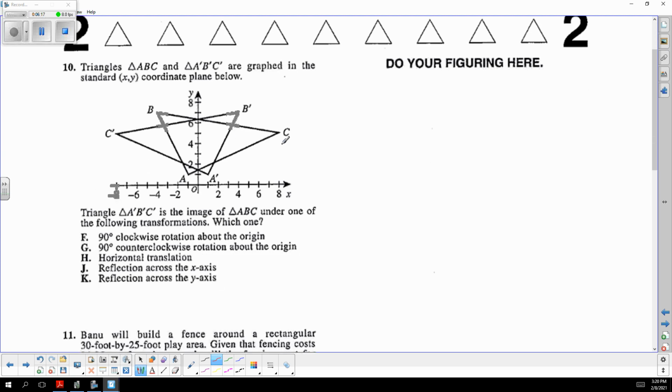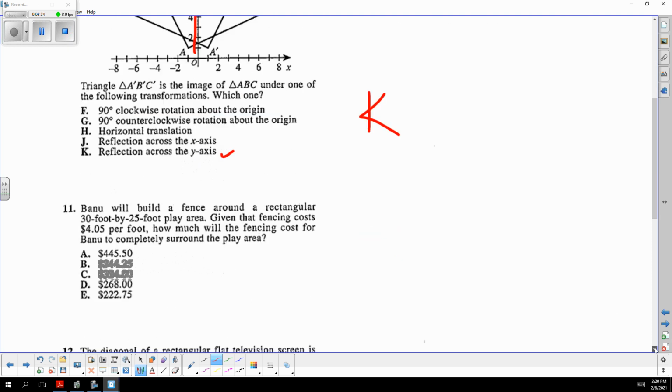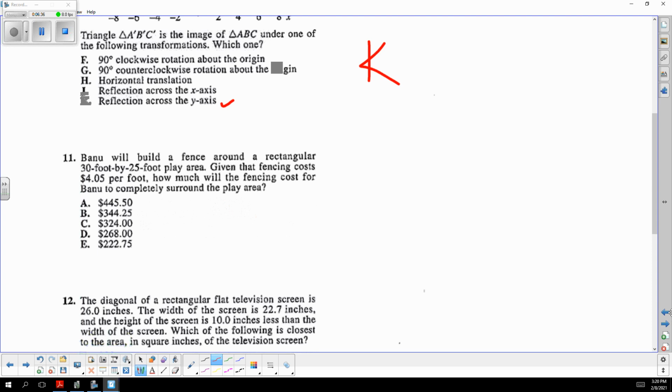All right, look at this. ABC is translated. Look at all the points, y'all. C is moved from here to here. B is moved from here to here. Where are we translating across? We're translating across the y-axis to get those points. It's K.